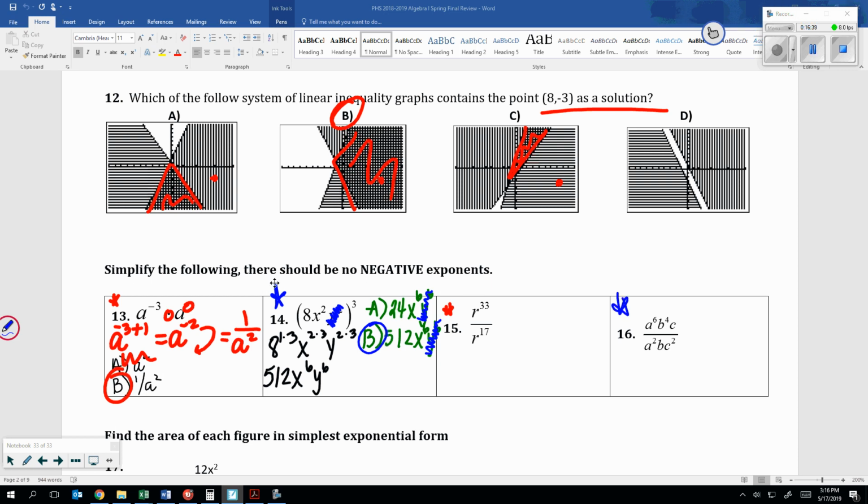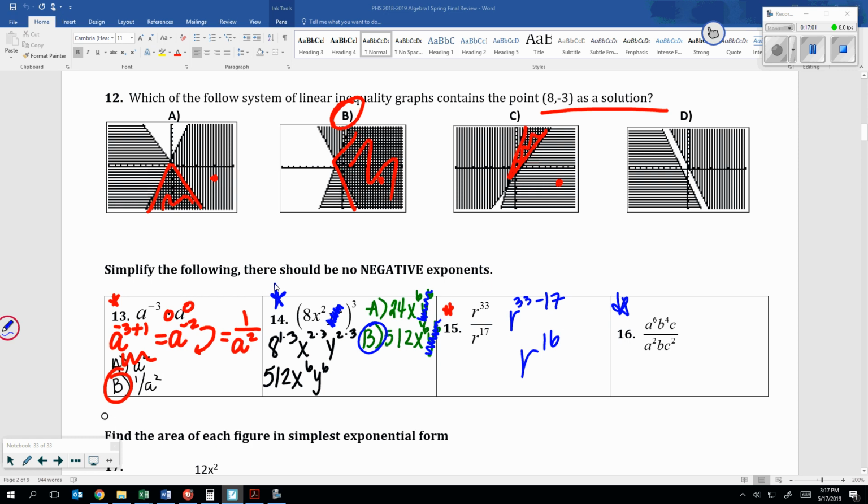Now, if we look at 15 mathematically, where is the large number? The large number is on top. So on the top, what is r to the 33rd minus 17? Well, when I do that math, I get that r to the 16th is my answer. Again, if you wanted to graph and match, you would graph it the same way you would 13.